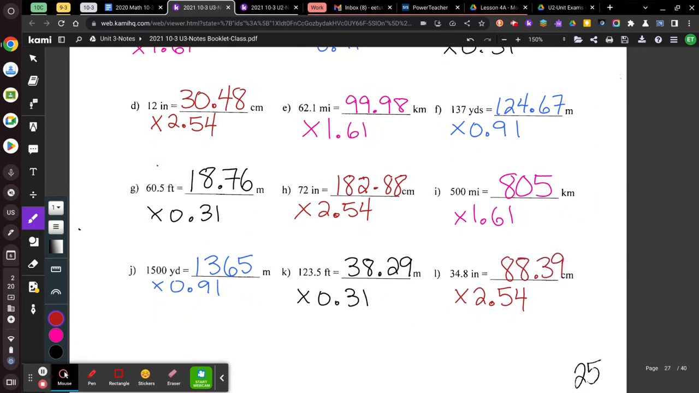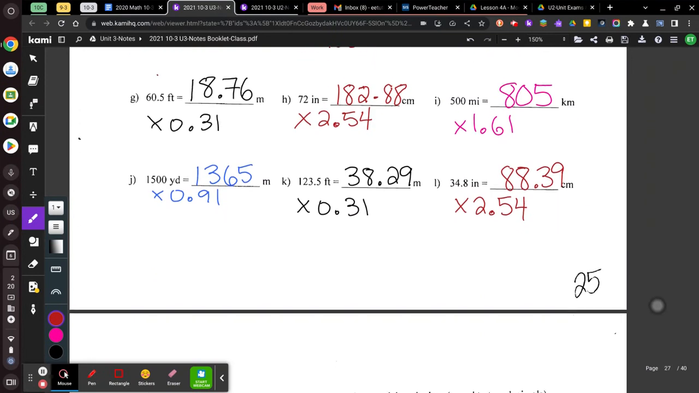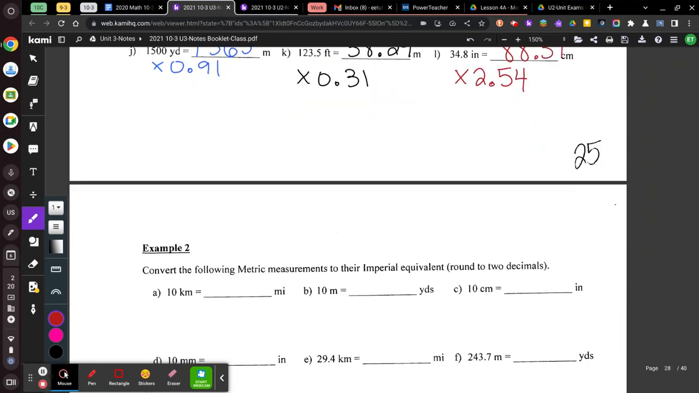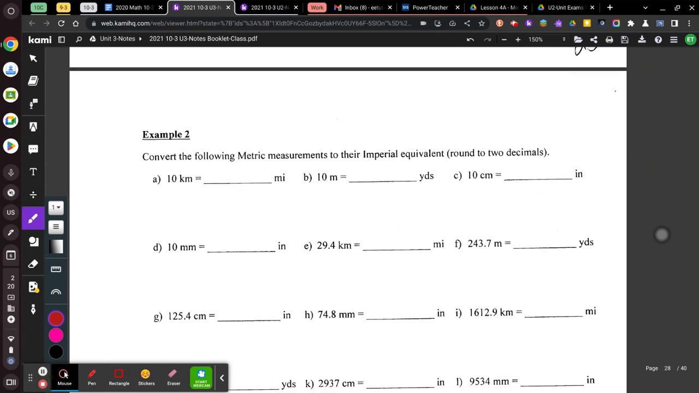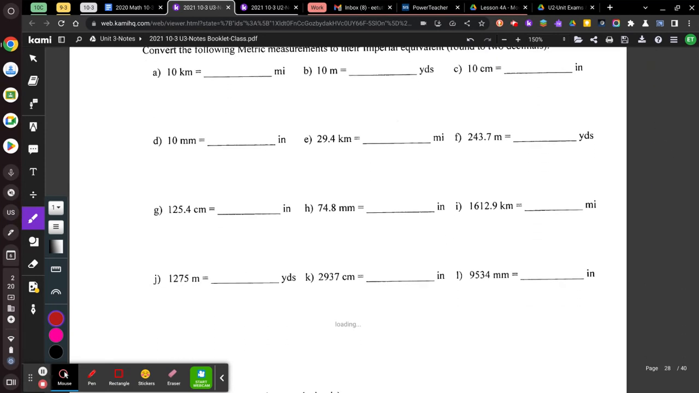Okay, turn your page. All right, now we're going the other way. So for the first time, we use the left-hand chart. Now we're going to use the right-hand chart. It's because we're starting with the metric numbers. So now we're going to start with kilometers and meters and centimeters. So now we're looking at the second chart.